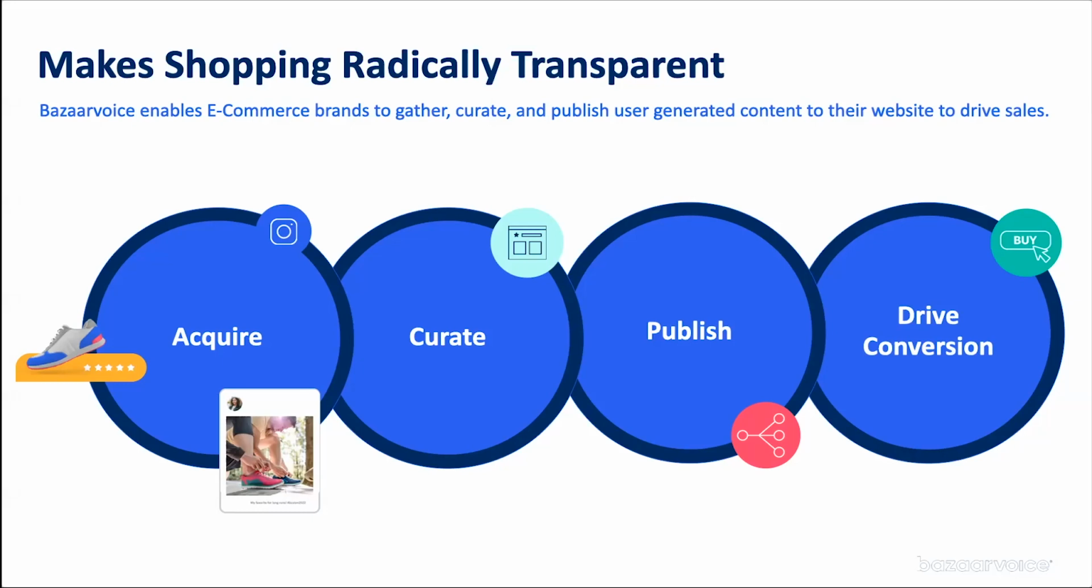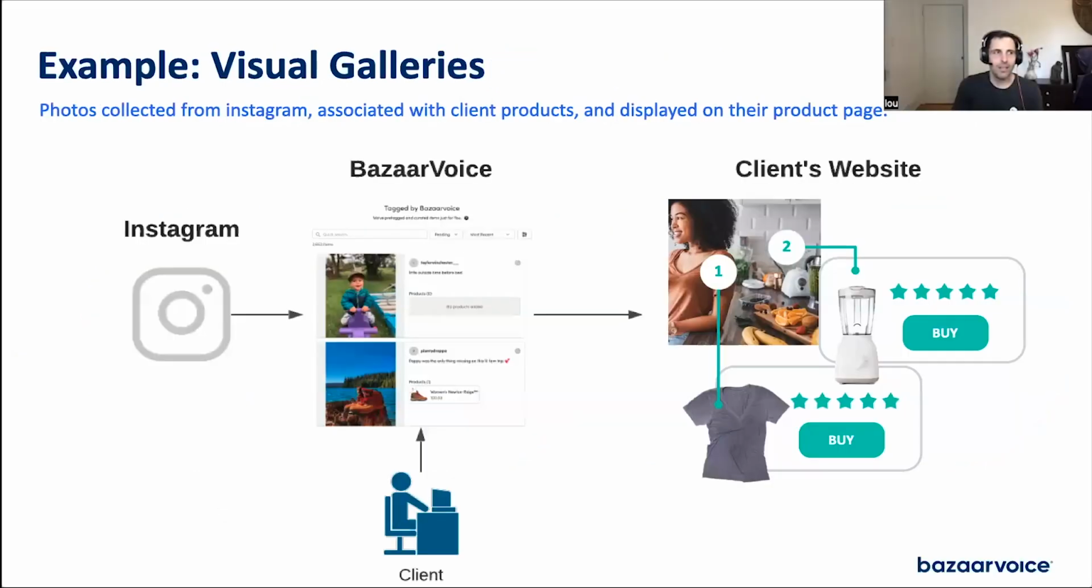And to clarify this, I'll show the data flow of a concrete example of one of our products. So we have this product that we call Visual Galleries. And what we do is we gather photos and videos from social media networks, such as Instagram, for our clients to post on their website. The data flow is illustrated here. Our software gathers media from Instagram and lets our clients search, curate, and request rights for the media that we've collected. It also allows clients to associate the media with their products, which in turn results in the media showing on their website's product page.